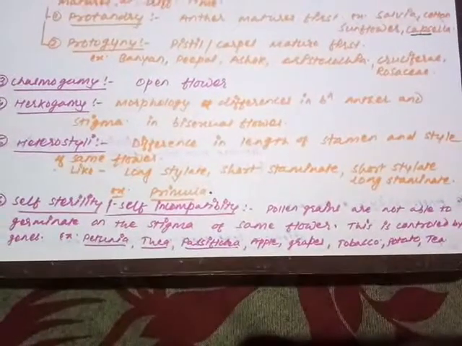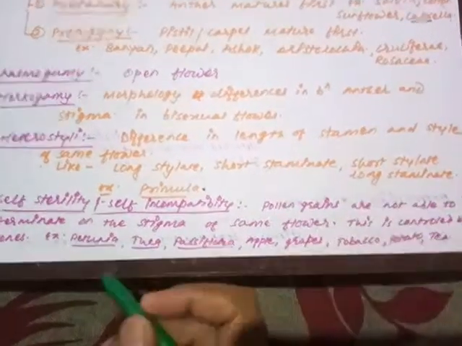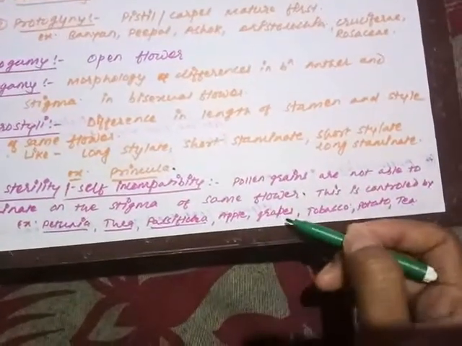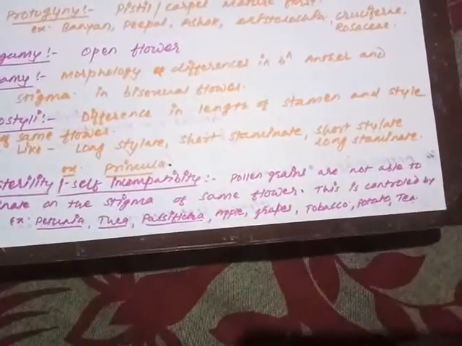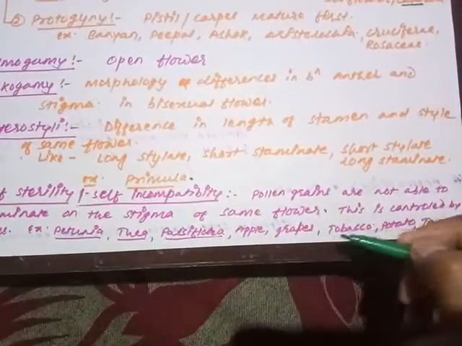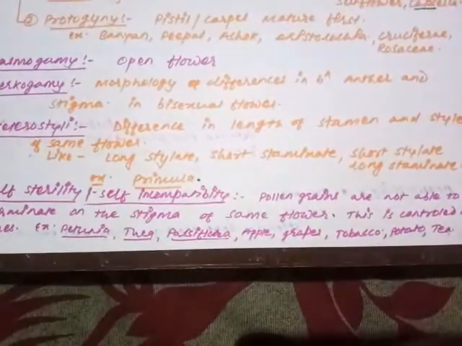Now examples of self-sterility or self-incompatibility: petunia, thea meaning tea leaves, passiflora, apple, grapes, tobacco, potato, etc. Are you getting my point?